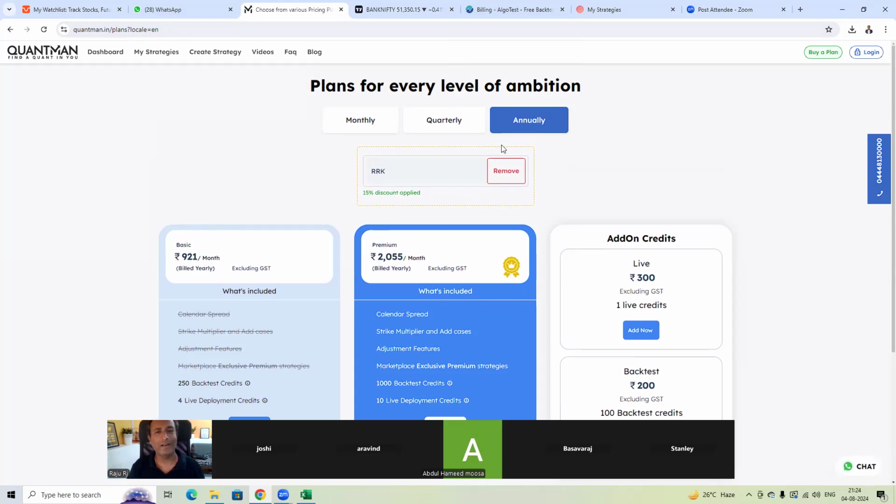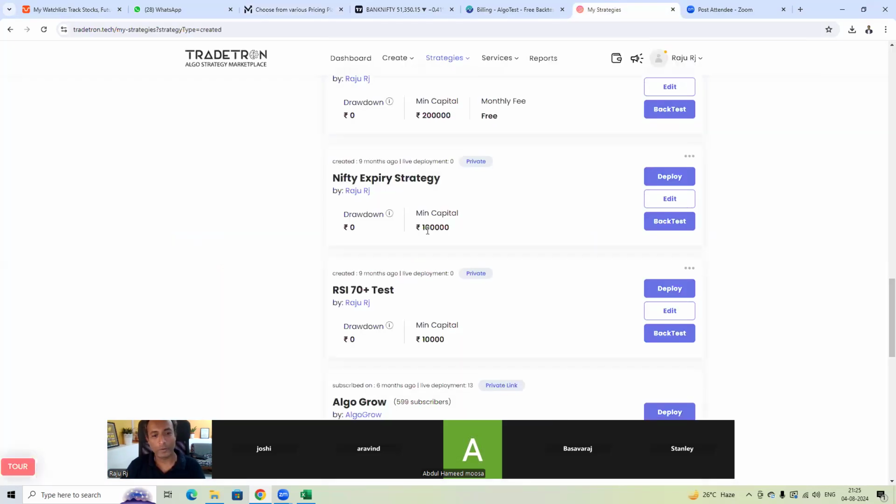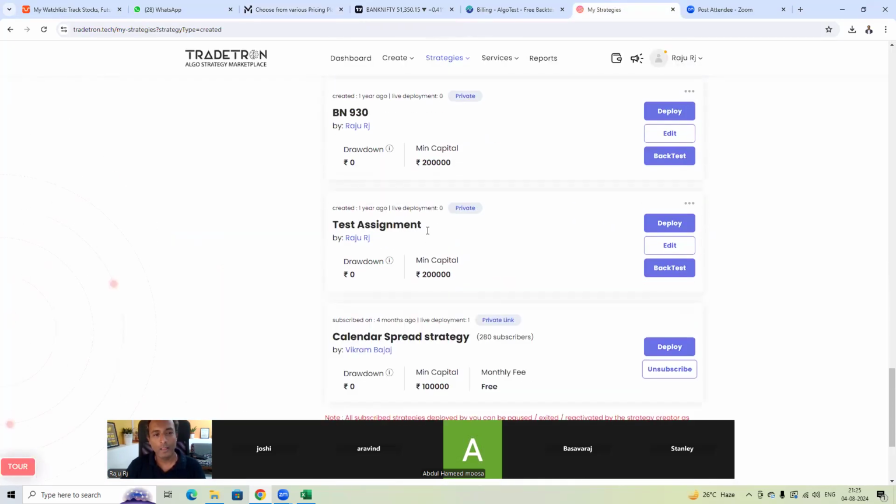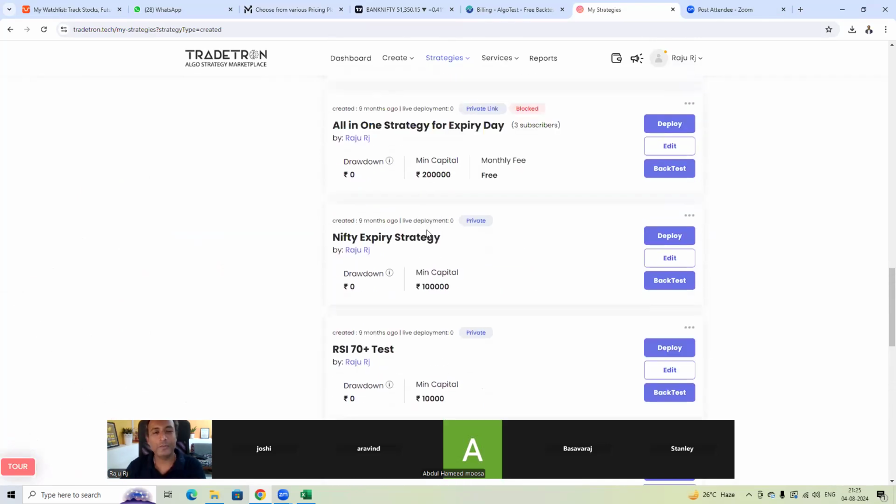Once you get familiarized, I use TradeTron, AlgoTest, and Quantman, all these things, because different platforms have different kinds of facilities. In Quantman, we don't have a momentum strategy, that's why I use AlgoTest. In TradeTron, it is a bit complicated to build strategies with a lot of features. The most complicated strategies, like the all-in-one strategy I was talking about, I use TradeTron for.